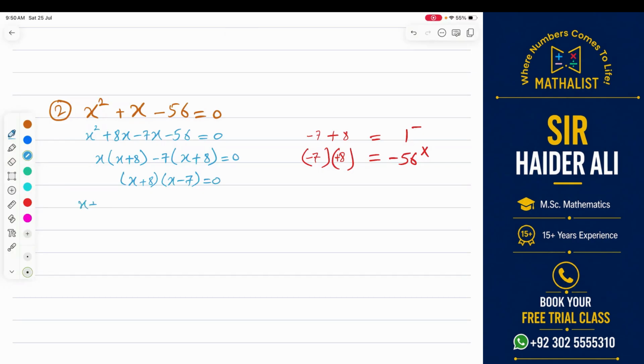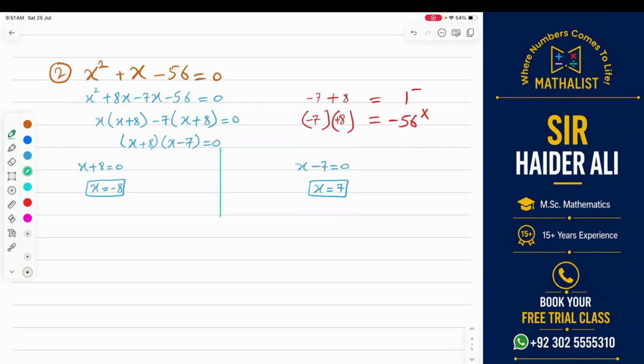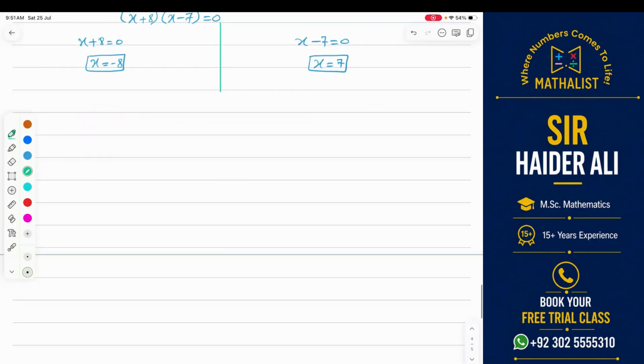Now further, x plus 8 is equal to 0, x minus 7 is equal to 0. x is equal to minus 8, and x is equal to 7. This is the answer. Okay. Now further, next.